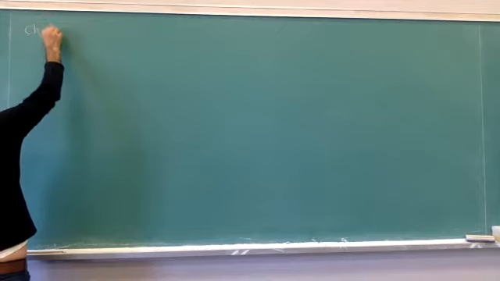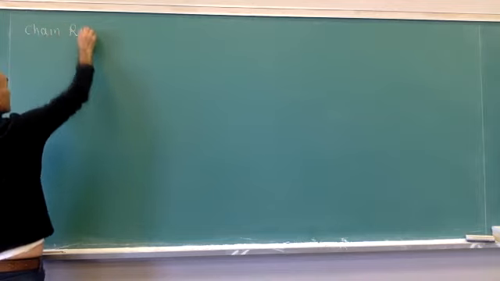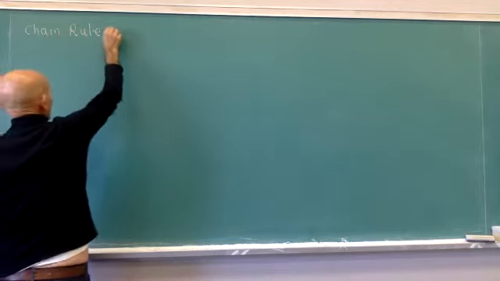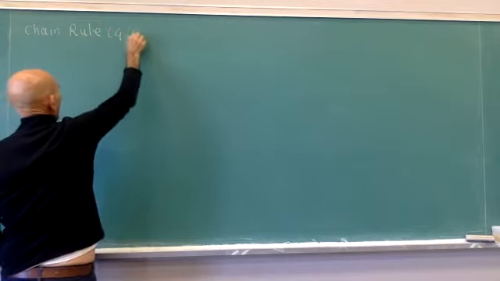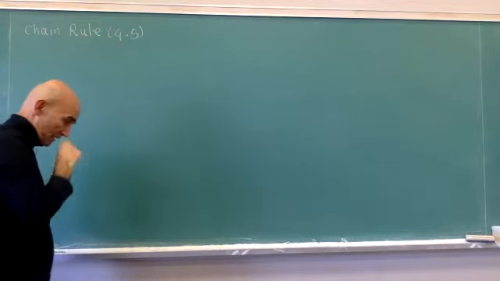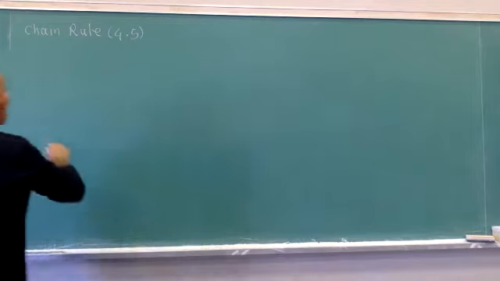Okay, so of course you know chain rule from the one variable case, right? This two variable chain rule is more involved, but is in the same spirit. So let me just explain now. So this is chain rule. I think this is section 4.5. So what's the issue? We have a function of two variables.